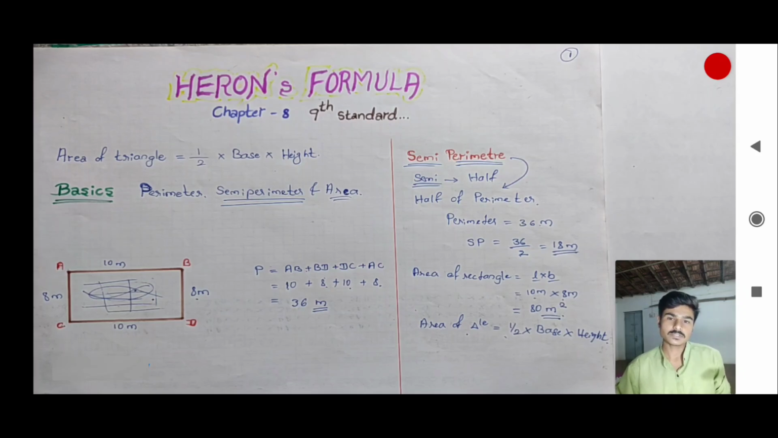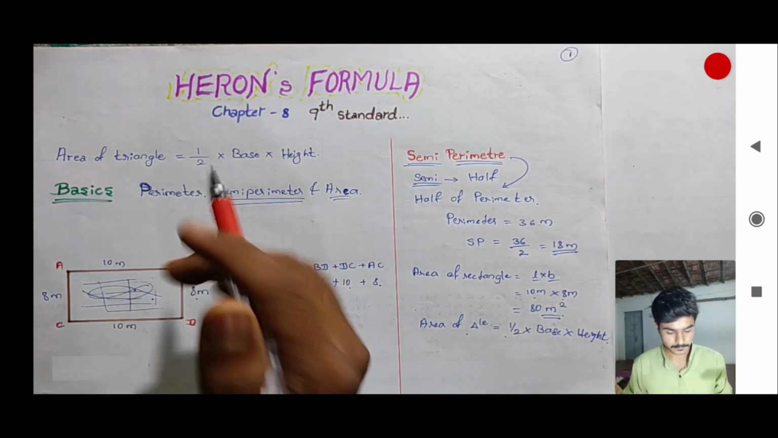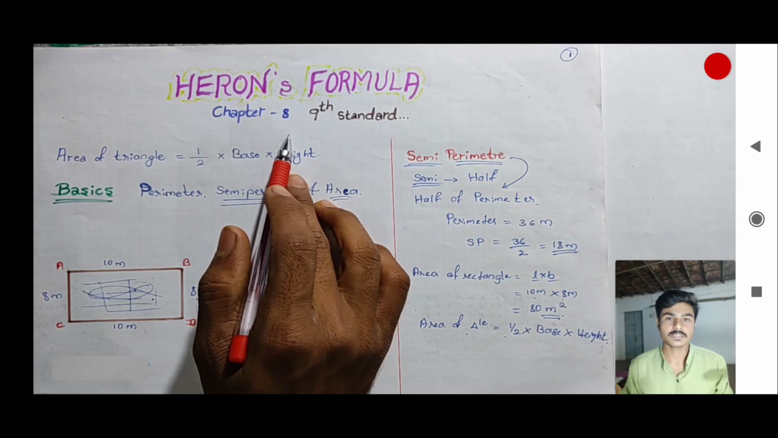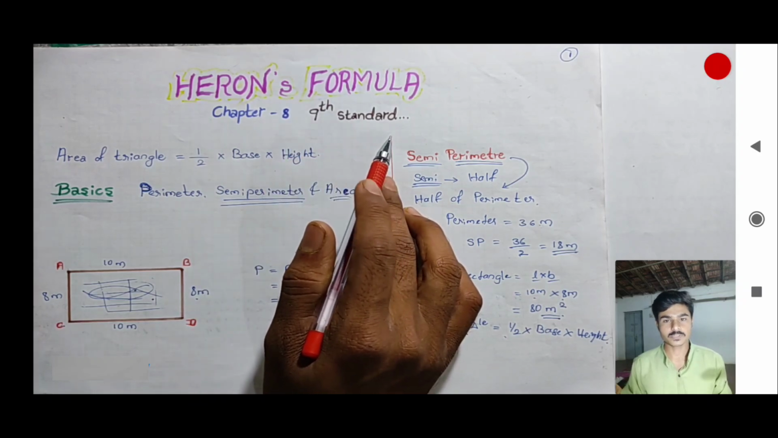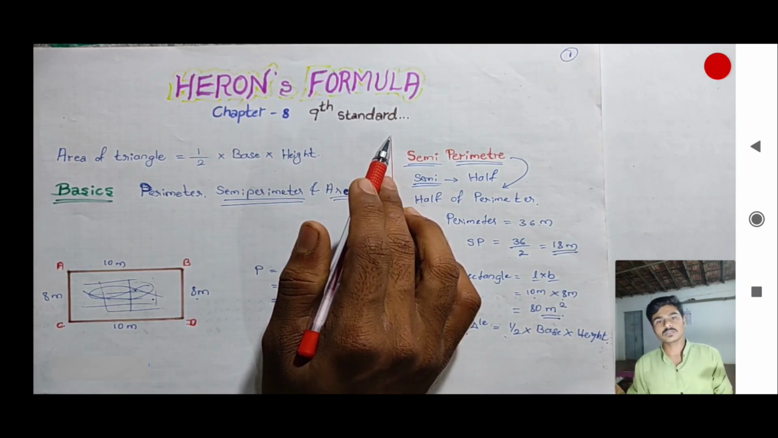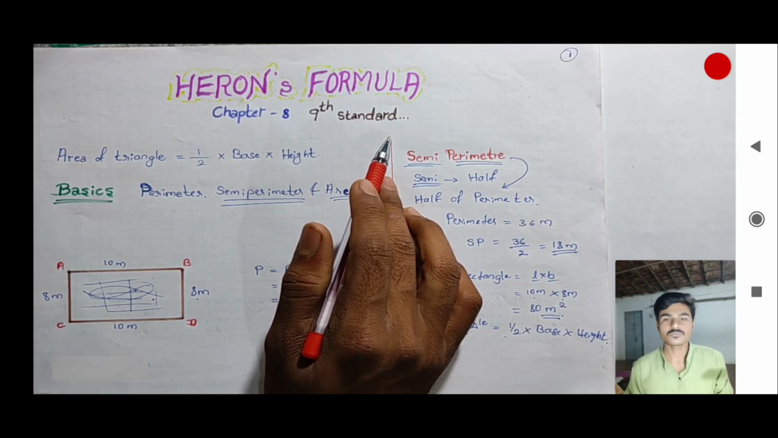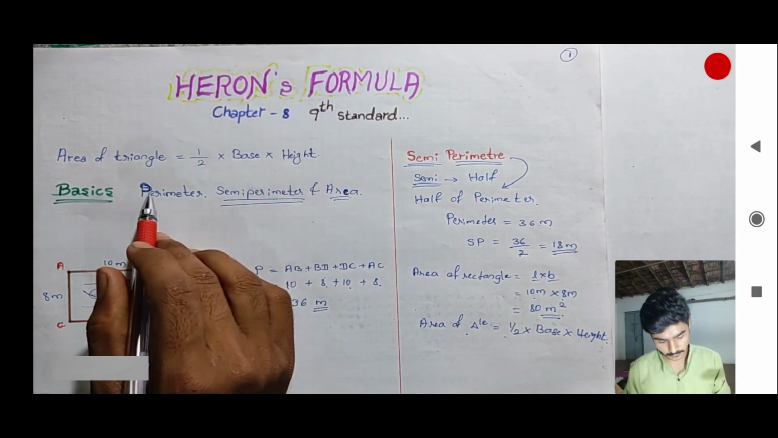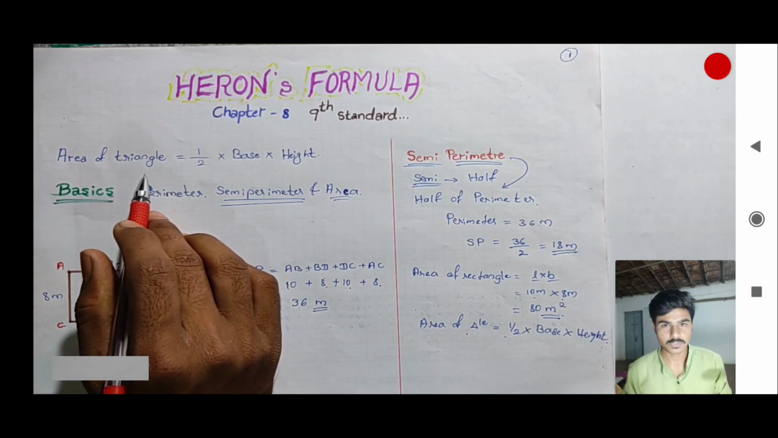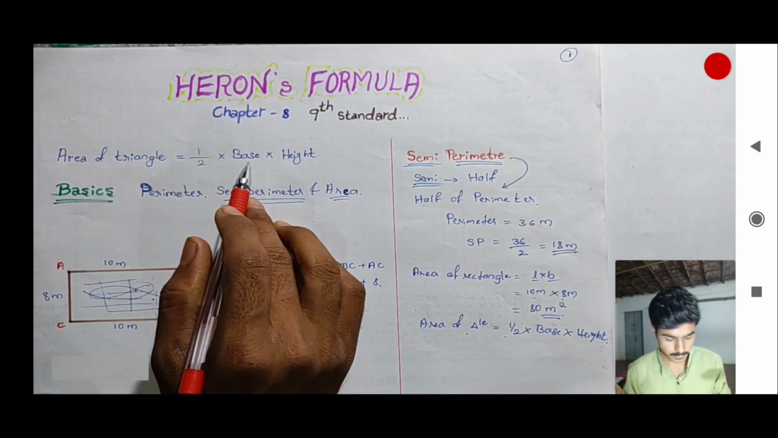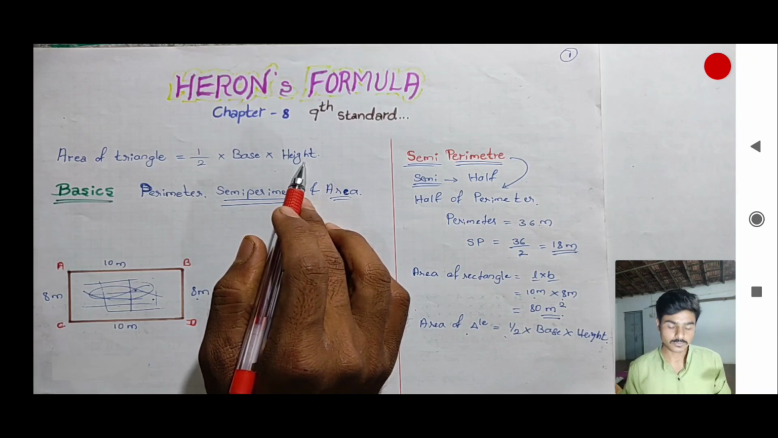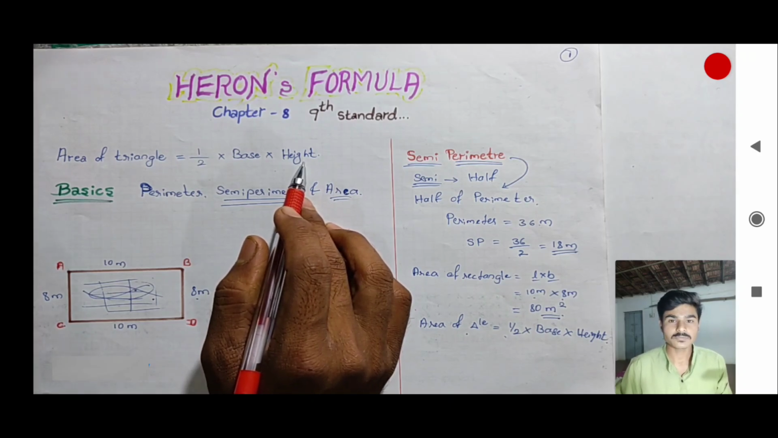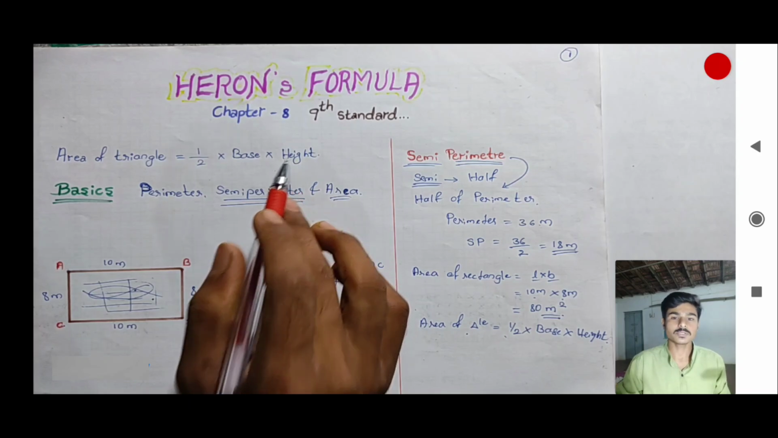In this class, let us learn about Heron's formula. That is chapter number 8 of 9th standard. Heron's formula is basically a formula to find out the area of the triangle. But already we know one basic formula to find out the area of the triangle, that is half into base into height. But in this class we are going to learn one more formula to find out the area of the triangle.